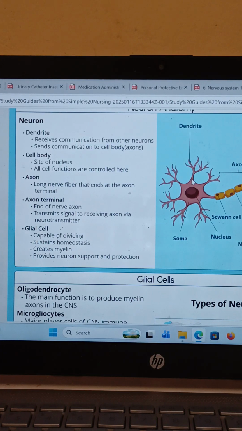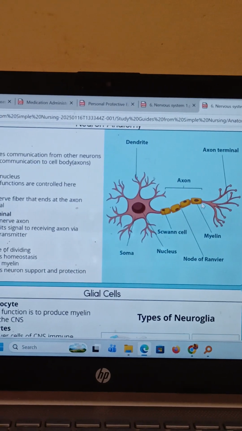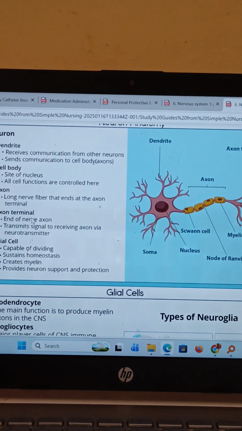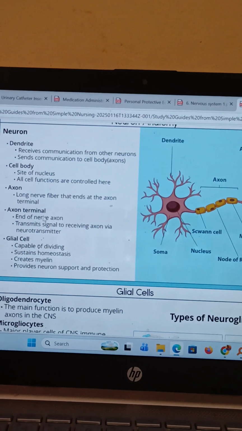Then we have the axon. The axon is a long fiber that ends at the axon terminal. So it starts from here, then it will end at the axon terminal. That's about the axon. What about the axon terminal? That is the end of the nerve axon. So it transmits signals to the receiving axon via neurotransmitters.